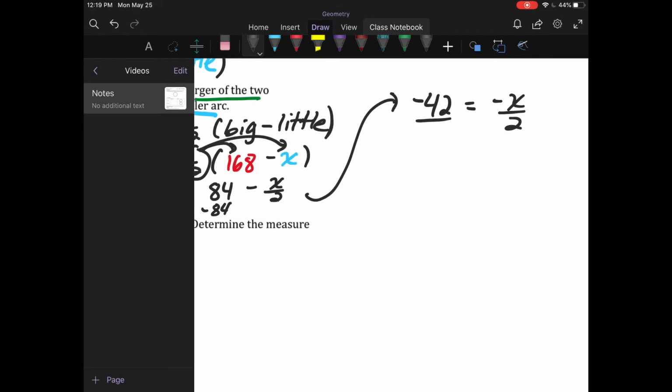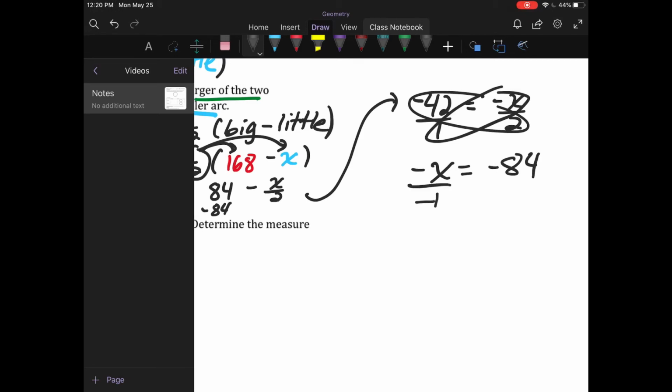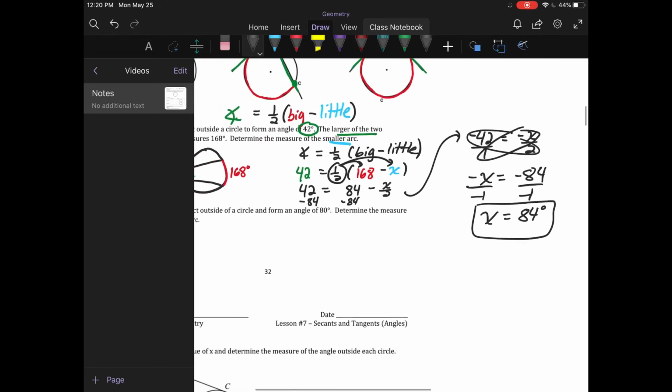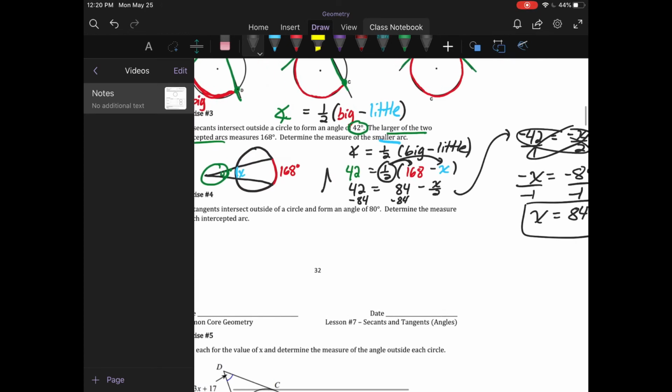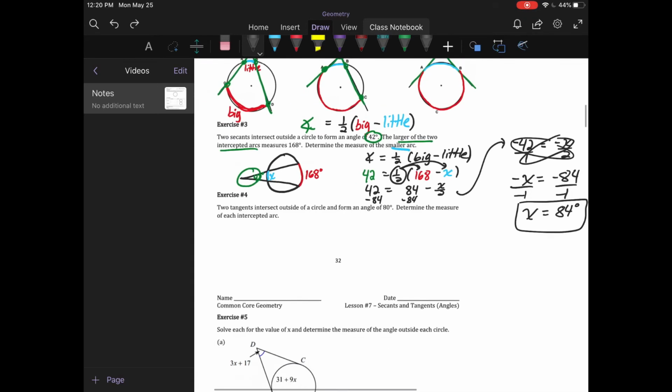And then I'm going to cross multiply. So we've got negative 1x and negative 84. Divide by negative 1, and we get 84 as our answer. There's a whole bunch of ways you can do all of this algebra. It doesn't matter to me how you do it. As long as you get 84 as your answer, then you should be good.